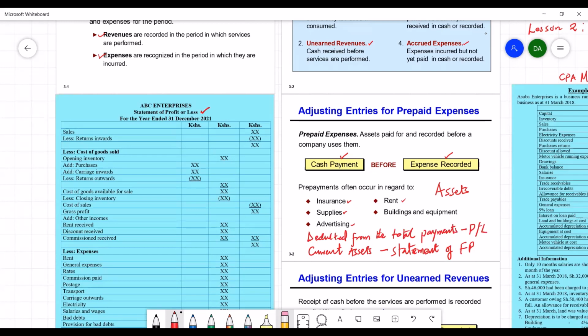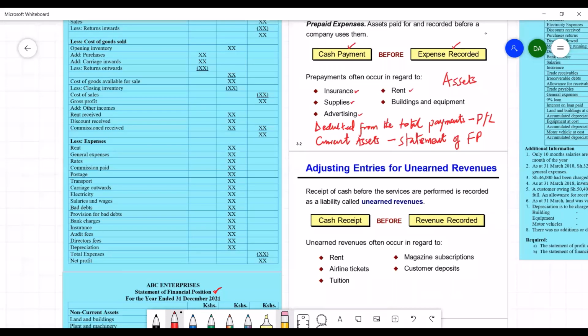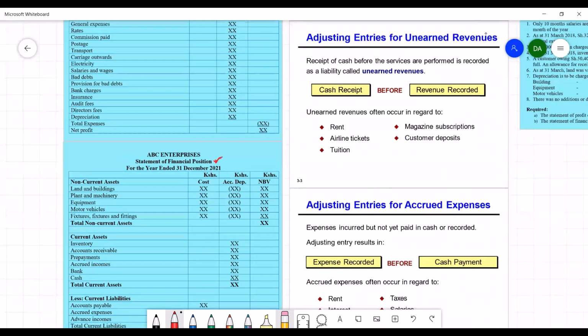This is a prepaid expense. So under operating expenses, the prepaid expenses are recorded by deducting the amount prepaid from the total payment. But then in the statement of financial position, prepaid expenses are recorded under the current assets. As you can see here, this item called prepayments is a prepaid expense. That is to mean the firm has already paid for the expense, but has not yet used it.